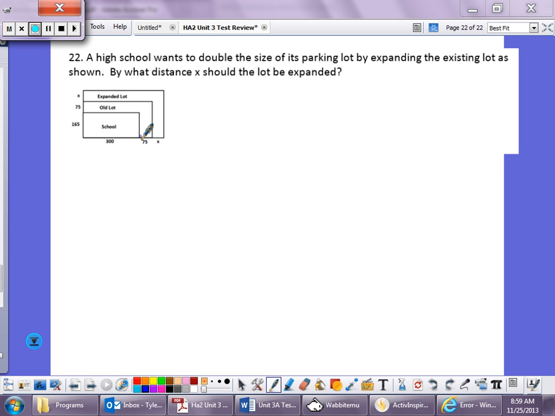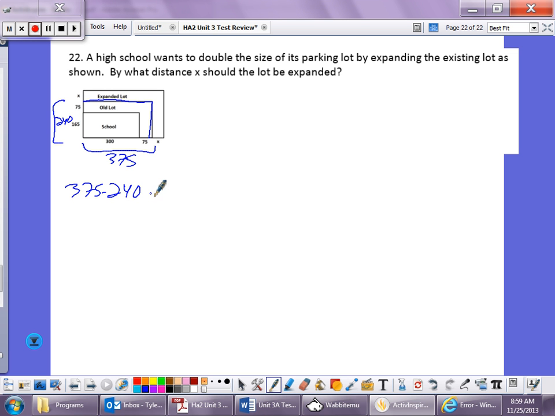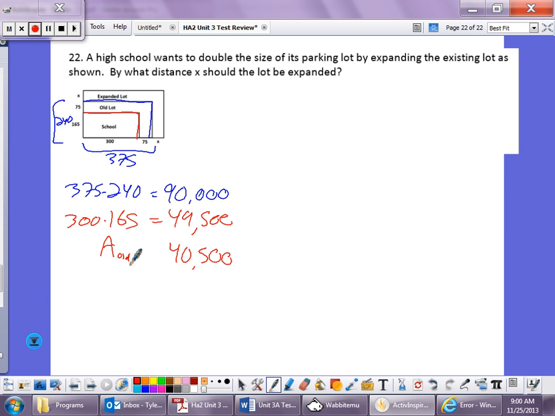So if I want to double it, I first need to find out what that area is. So to do that, I'm going to take this area here, which is 375 times 240. So 375 times 240, and that's 90,000. So that's the area of the blue. And then I need to subtract the area of the school from that, which is 300 times 165, 49,500. So you end up getting for the area of just the old lot, 40,500. And that's the area of the old lot.